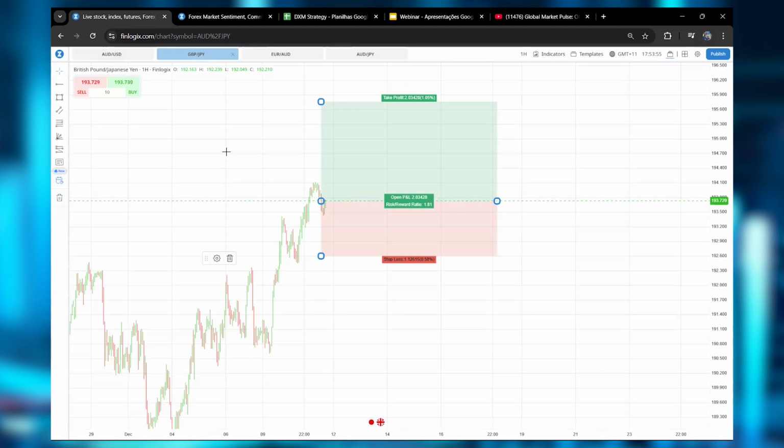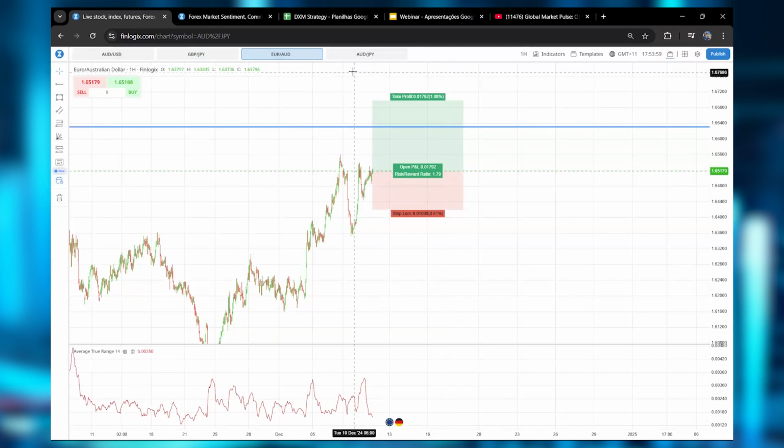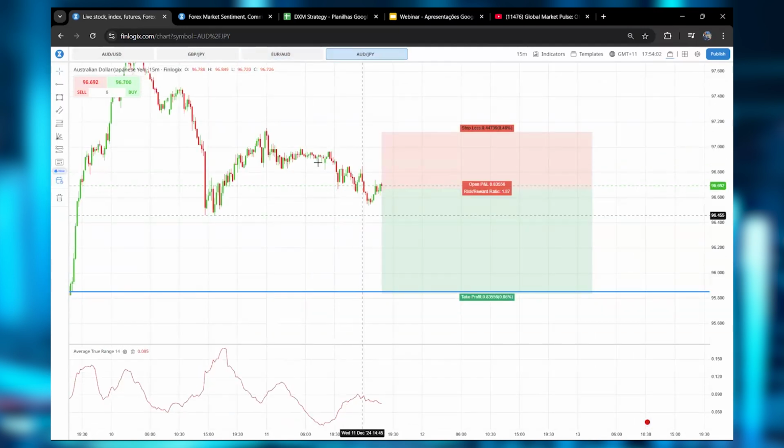Okay, so GBPJPY long, Euro AUD long, and then AUDJPY short. We're playing the weakness of the Australian dollar at the moment for Euro Aussie and Aussie JPY. But as I say, this trade on Aussie JPY is a more risky trade. It's not for everyone, but if you don't like that, that's fine. You don't need to follow. Of course, this is not to be followed. It's just an incentive for you guys to understand how simple the DXM strategy can be.